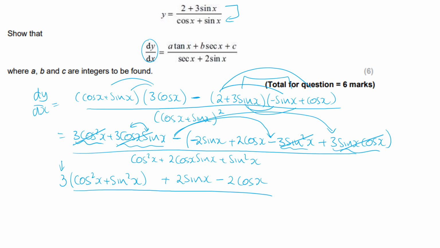Now on the bottom, we've got a cos squared plus a sin squared, that's going to equal 1, plus a 2, and let's write this as sin x cos x.